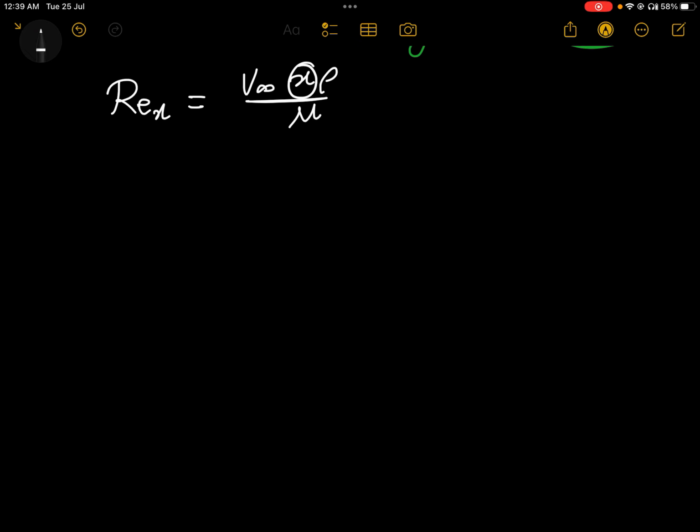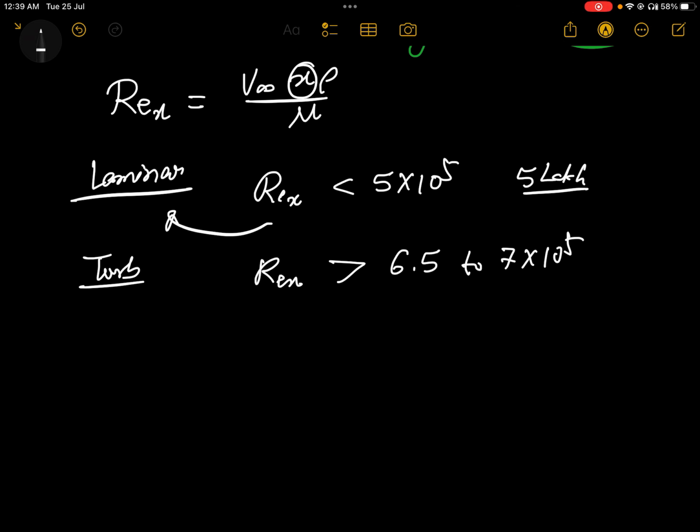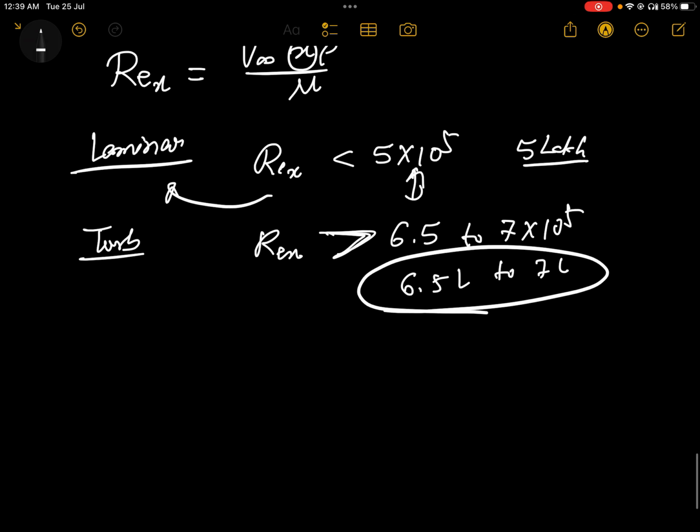When do we say that the flow is laminar in case of a flat plate? When the local Reynolds number Rx is less than 5 into 10 raised to power 5, or we can say 5 lakhs, then that is called laminar flow. What about turbulent? When the local Reynolds number is greater than 6.5 or 7 into 10 raised to power 5, it means 6.5 lakhs to 7 lakhs, more than that, then that is called the turbulent boundary layer. And in between, the flow is called the transition flow.